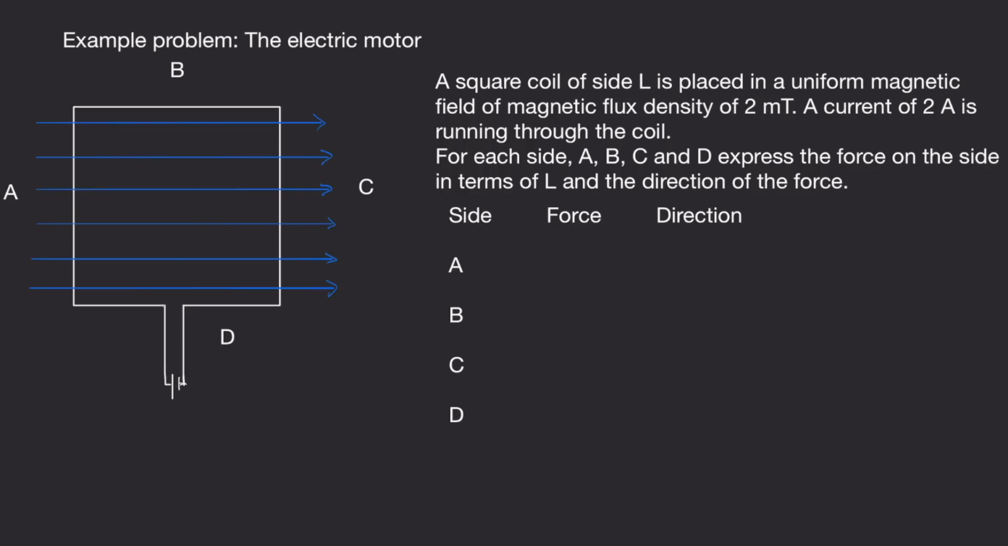Something which is very useful is to just transfer some of that information into the diagram. So I'm just going to call this side L, and this one here is also L, and flux density is just 2 millitesla. What we need to do is to express the force on the side in terms of L, and then the direction of the force.